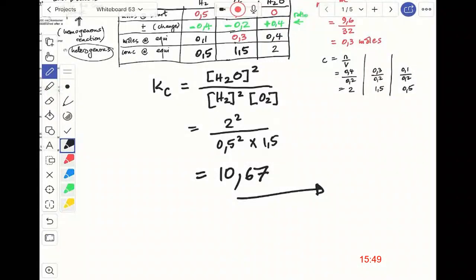So as a chemical engineer, I'm very proud of myself. I've got a very high Kc value. I'm producing product. In this case, my product is water, and I'm satisfied with that value.